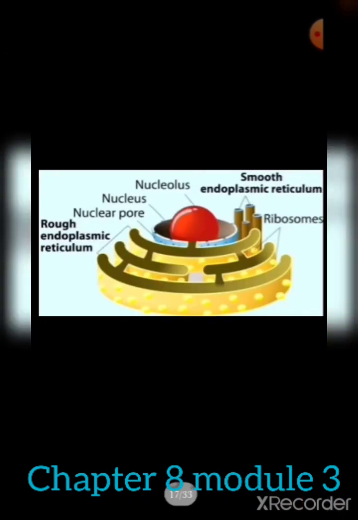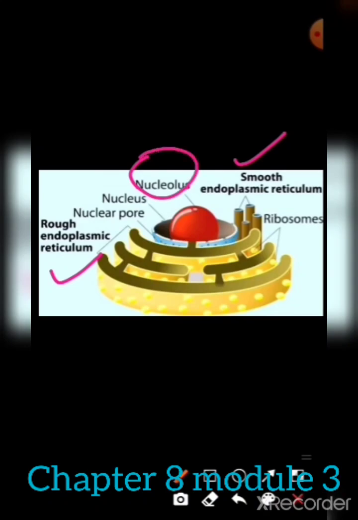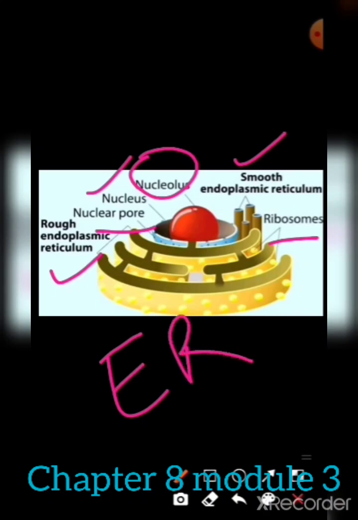Then next, this one is endoplasmic reticulum. So here you can see both the types, smooth endoplasmic reticulum and rough endoplasmic reticulum. Nucleolus is nucleus part and this is nucleus. Nuclear pore is there, ribosomes are there. Ribosomes are present in rough endoplasmic reticulum, whereas smooth endoplasmic reticulum is not having ribosomes. So this is ER, endoplasmic reticulum.